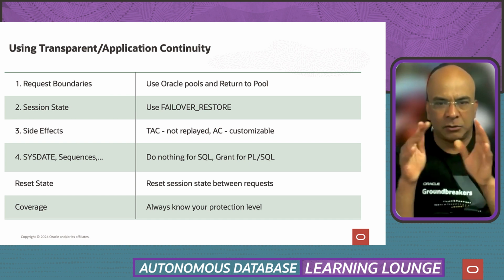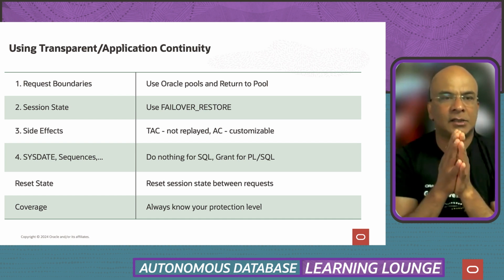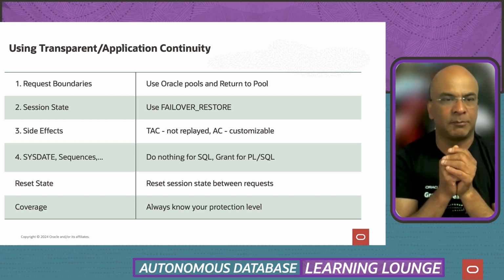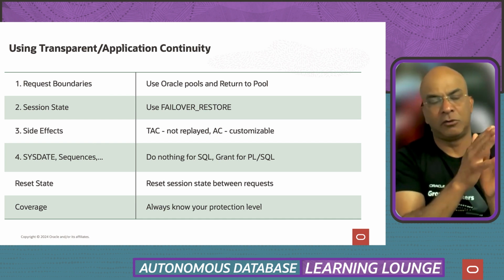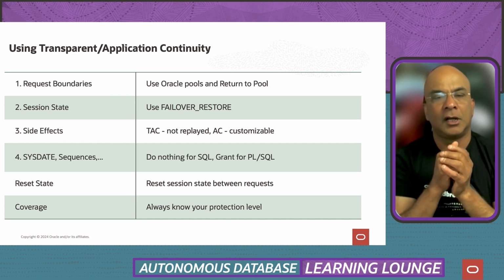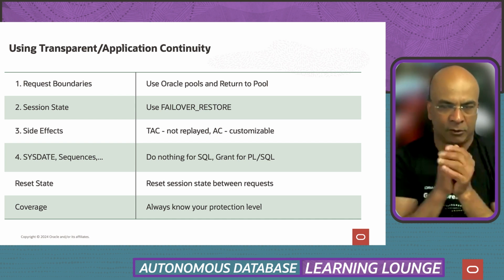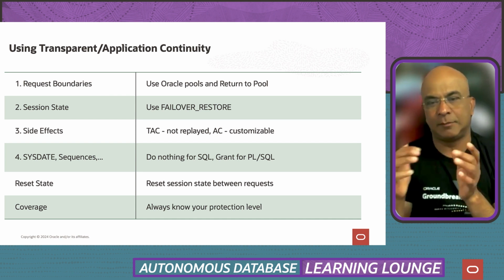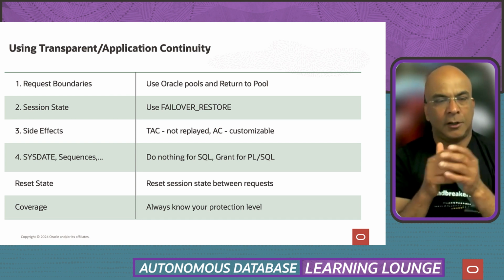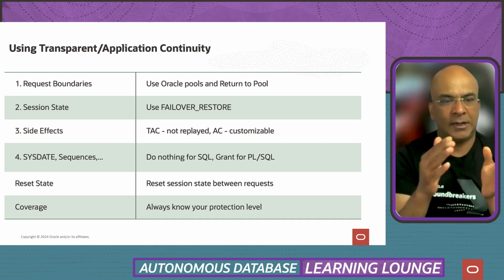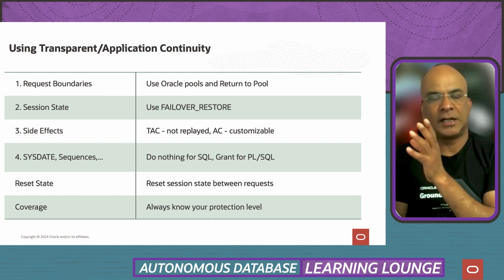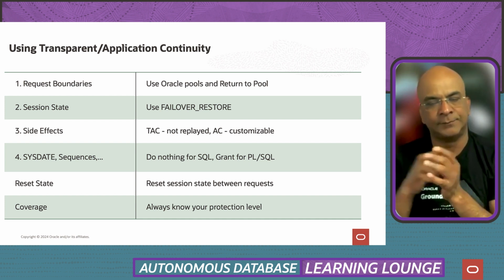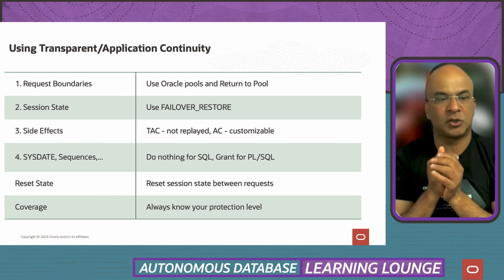So just to reset this, certain things work fine as long as connection boundaries are respected and pools are returning the requested connections back. Session state: if we need to restore the session state, use failover restore. Again, DBMS_APP_CONT_ADMIN has a lot of those attributes. Side effects: TAC, we don't replay. AC, you can customize it, but then you require access to the code. Things like SYSDATE and sequences, we have grants that we need to make sure are provided to the owner of that application, especially in Autonomous. I have a slide that tells you specifically what needs to be done.